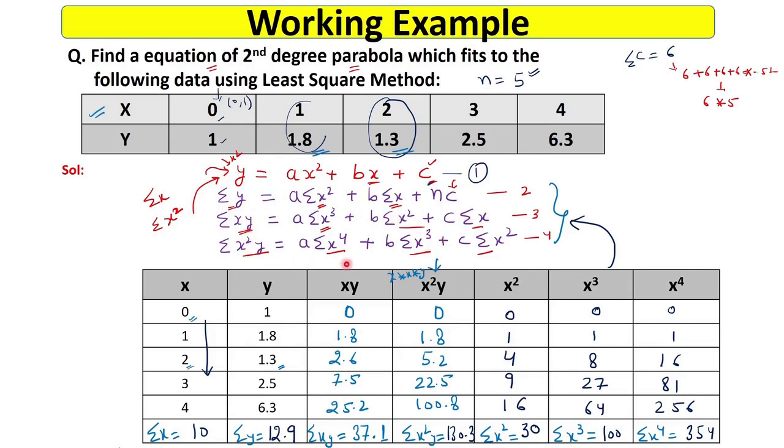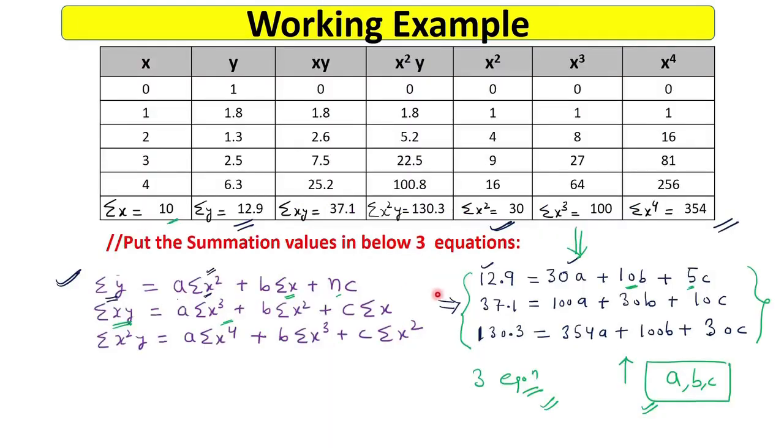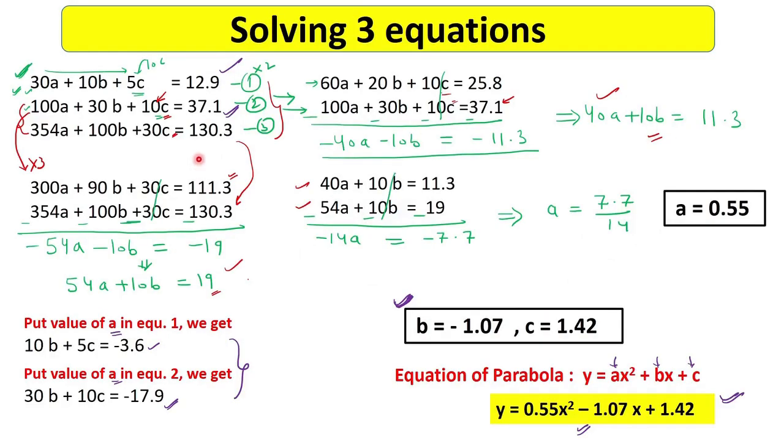Now we have to find the summations which are in these three equations. So for that we created the table, and we found out the various summation values, so that we can put them into these three equations. After putting the values of the summation, we got these three equations. And finally, we solved these three equations to find the values of the unknowns, that is a, b and c. So we got these values of a, b and c, and then we fit them into the equation of the parabola. So we got this equation of the parabola.